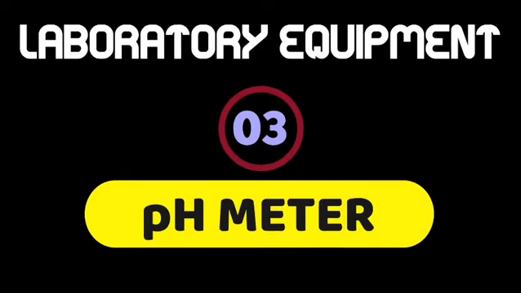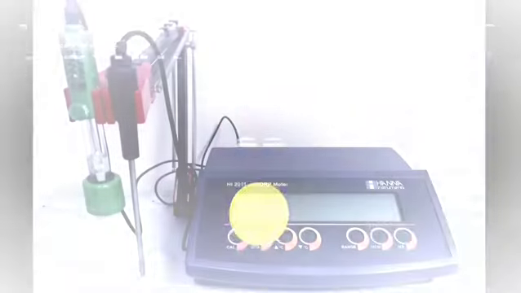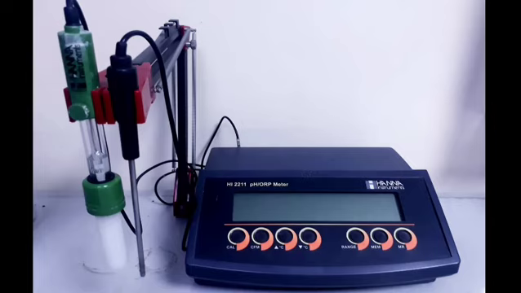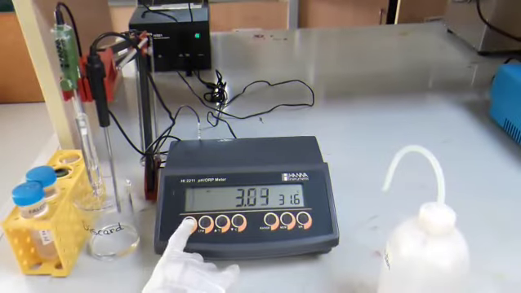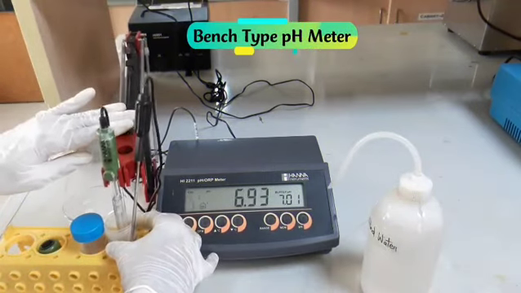The third one is the pH meter. As you all know, pH is very important in the food industry because it reflects the amount of hydrogen ions in food packaging, materials and food products.